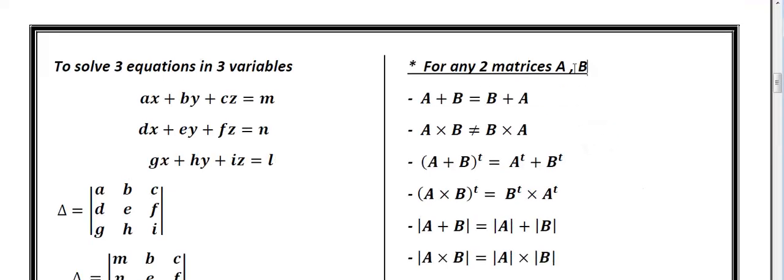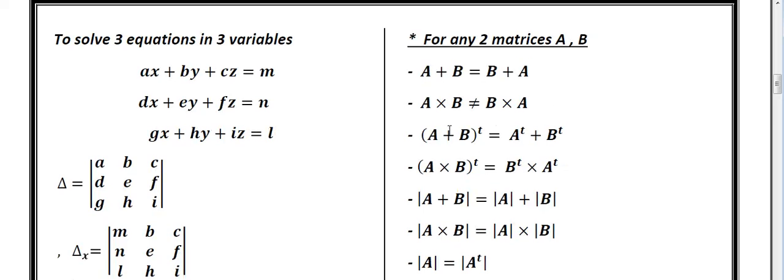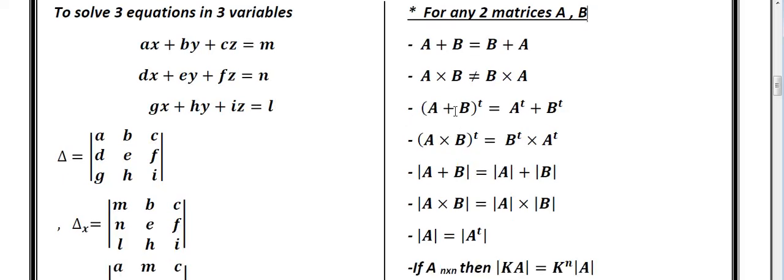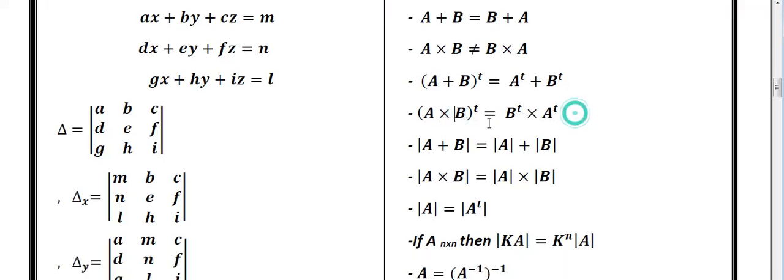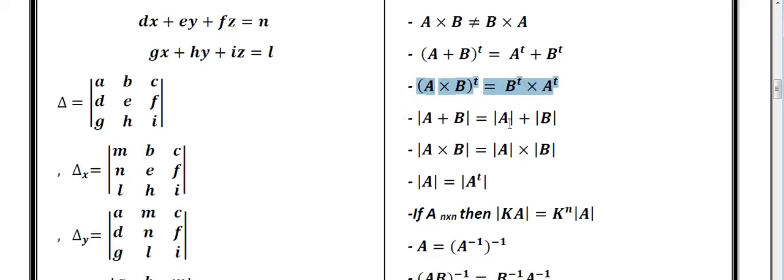For any two matrices A and B, A plus B equals B plus A, but A product B is not equal to B product A. You must know that the transpose of A plus B equals A transpose plus B transpose, but in multiplication you write B transpose multiplied by A transpose. It's very important, these properties. Again, the transpose of A product B equals B transpose multiplied by A transpose. You must exchange A and B when finding the transpose of A product B.